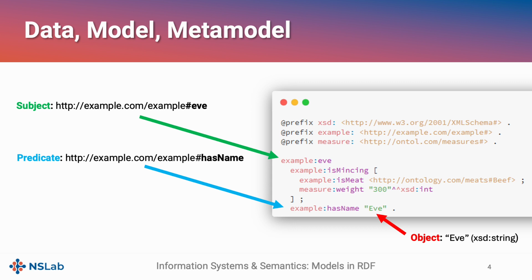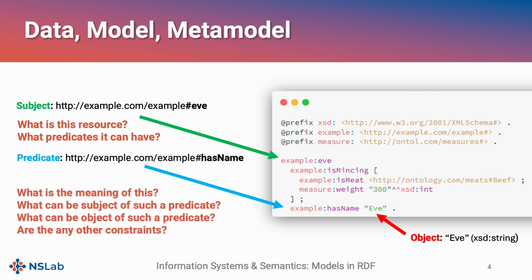But looking at this example, there are many unclarities, right? For example, what is Eve? What predicates can we have about Eve? But also, what is the meaning of the has name predicate? What can be the object there? Can we have more names for the resource Eve? As this example is using clear and human understandable identifiers, we can roughly get some ideas what it means. But RDF gives us flexibility, and we could basically do any triples that we like. And it is then a question how to also capture the meanings behind these triples.